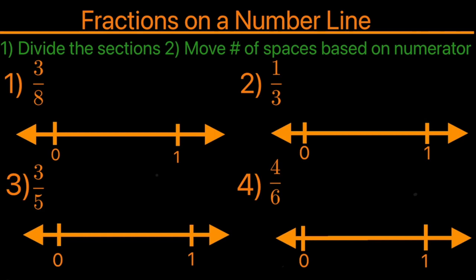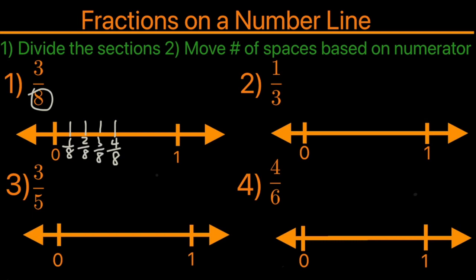So the first step is to divide the sections. Since we have the denominator as 8, we are going to divide 8 sections. Starting from the middle, because since it's 8, we know there's going to be 8 sections. So the middle part would be 4/8. And then you would need 3 sections here. So this would be 1/8, 2/8, and 3/8.